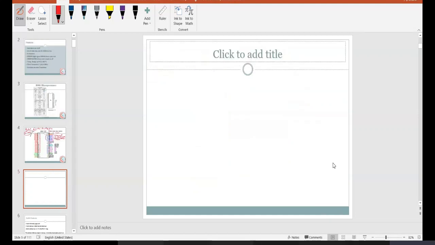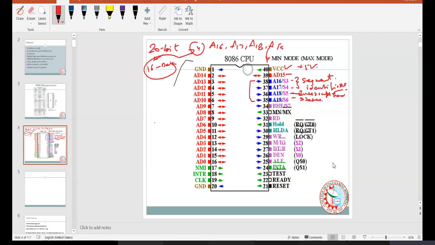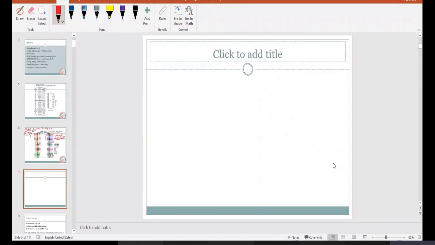We finish this pin diagram. This pin diagram has a lot of complication on the right side. The new thing on the right side of the 8086 pin diagram is its operational capability. So if we talk about 8086, there are two modes of operation.